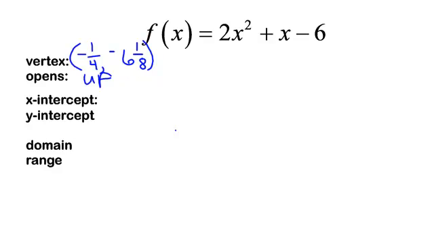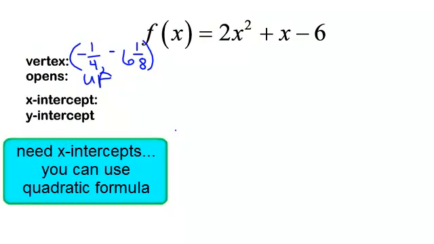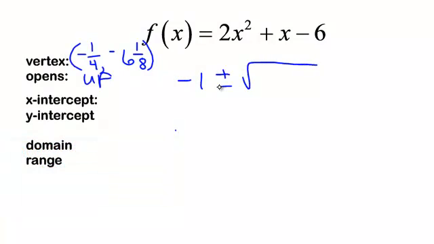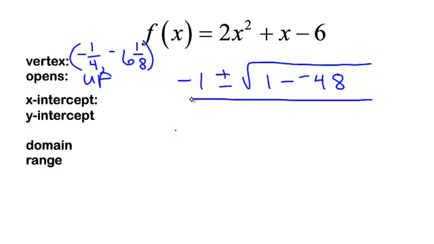Okay, so we have our vertex, and we know that this parabola opens up, and I need my x-intercepts. Well, once again, I am going to use the quadratic formula. So it would be negative b plus or minus the square root of b squared, that'd be 1 squared, which is 1, minus 4 times a times c, which would be a negative 48. All of that over 2a. 2 times 2 is 4.